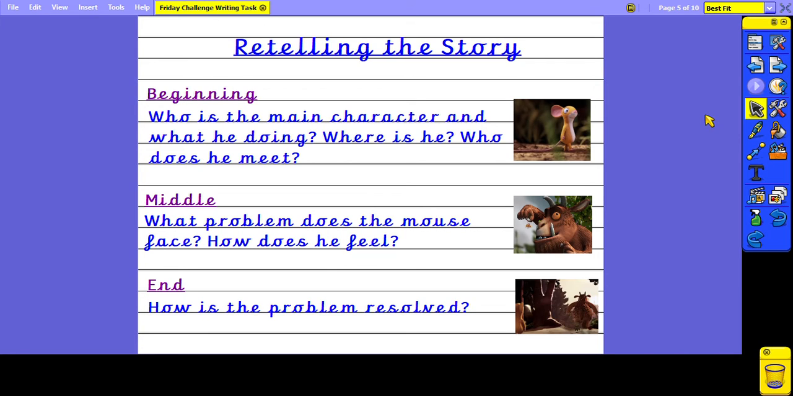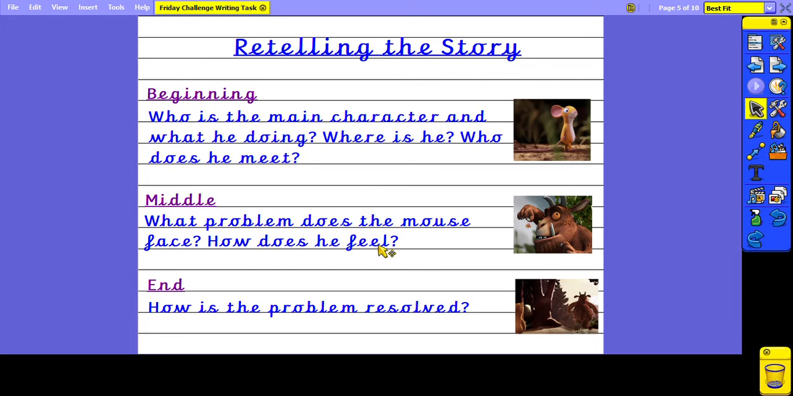Okay, so you will be retelling the story today. You need to be thinking about what happened at the beginning. When you're retelling the story, we're going to introduce the main character and talk about what he was doing at the beginning of the story. Think about where he was going and who he came across, so who he met.